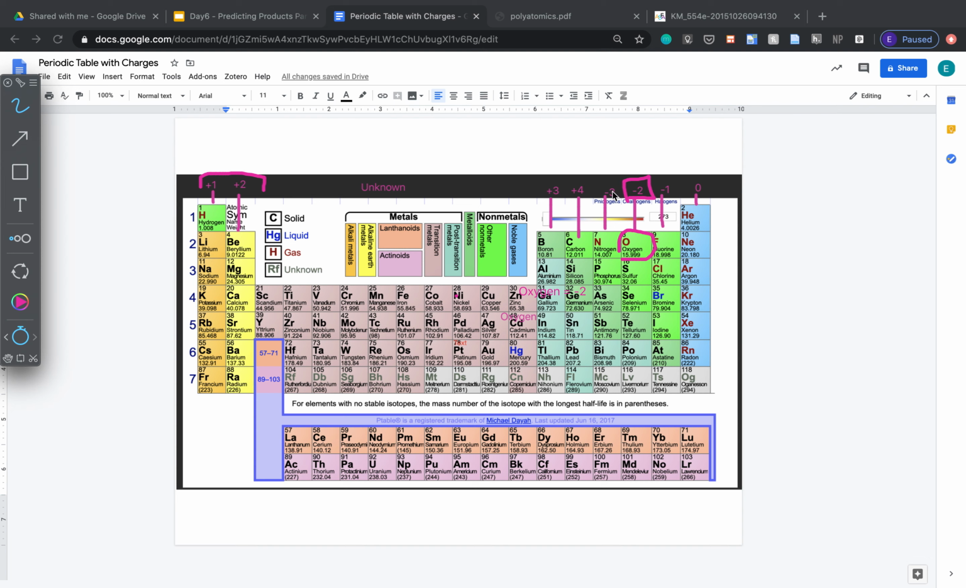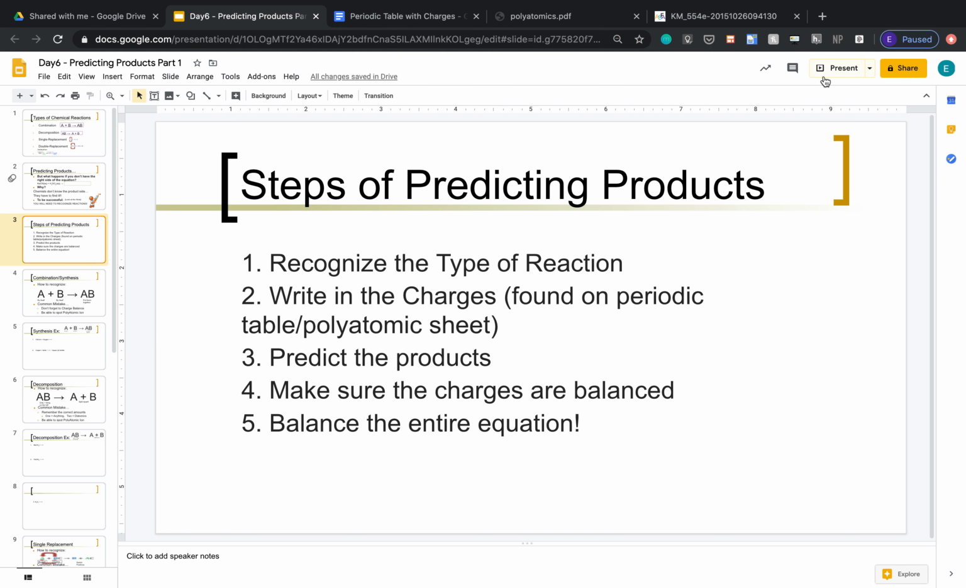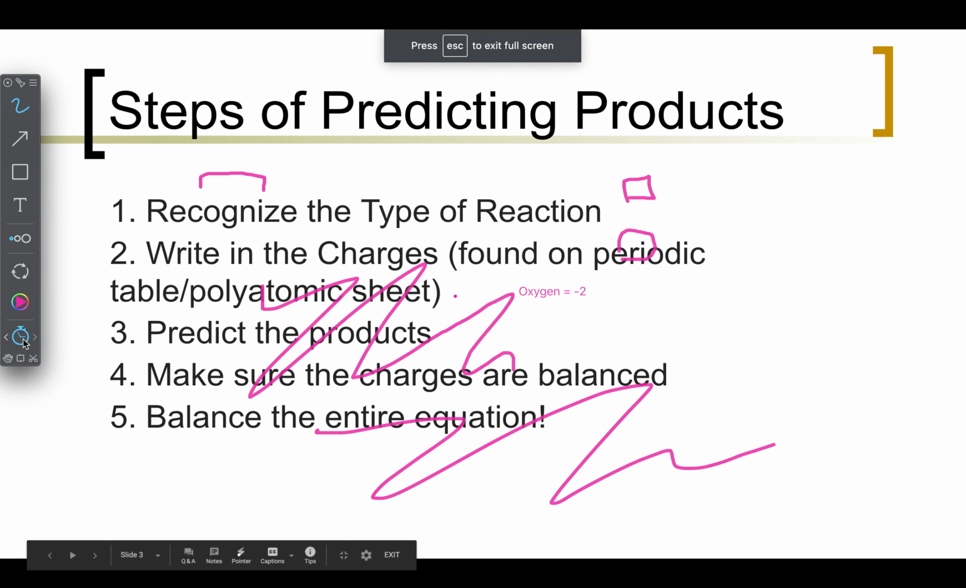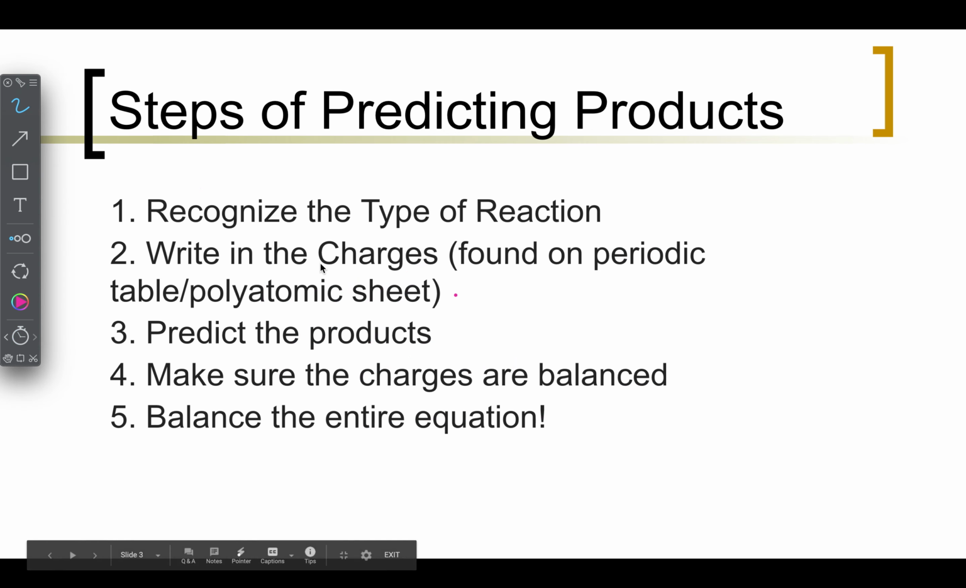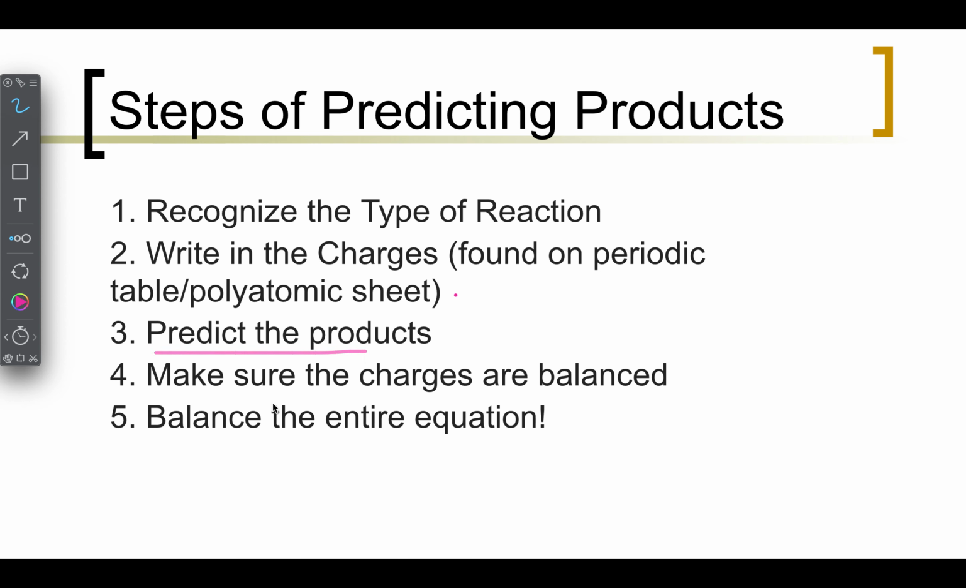And bromine's charge is -1. And aluminum's charge is +3. Remember that we do not know all of these. These are unknown, right? But that's okay. We'll be able to figure them out. Okay, so that's just a reminder on where to find the charge. And I will include this periodic table with the charges written in. That's no problem. So let's jump back to our steps. Right, so we recognize the type of reaction, we write in the charge, then we're going to predict the product, make sure the charges are balanced, and then make sure the entire equation is balanced. So make sure you write these steps down in your notes, and we're going to work through some examples.